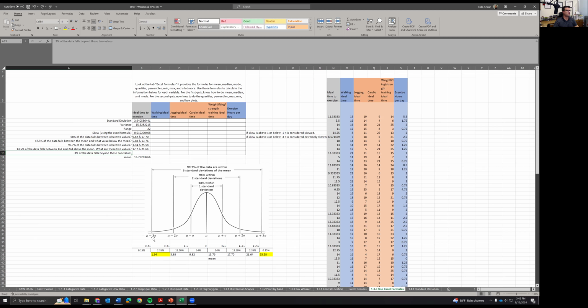And then 0.3% of the data falls beyond these two values. Like I was talking about before, 99.7% of the data falls within these two values, which means that 0.3% of the data falls beyond those two values as well. So it's once again the same exact thing of 1.94 and 25.58. So 99.7% falls between the two values, and then 0.3% of the data falls beyond those two values.